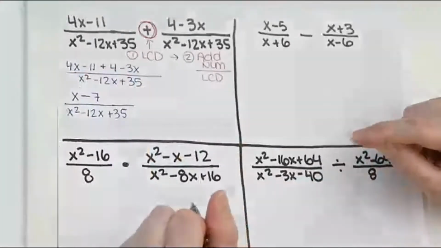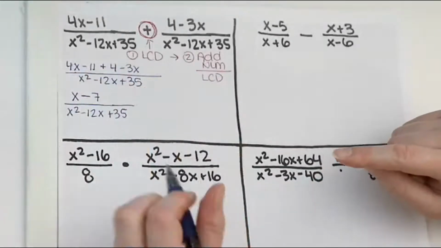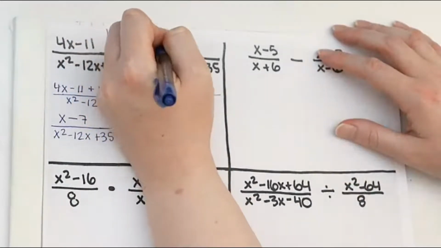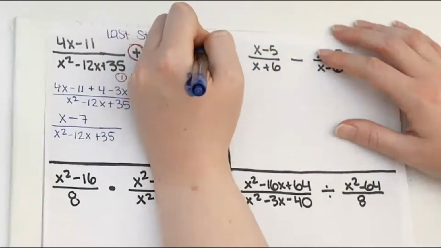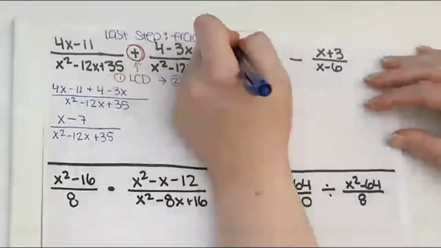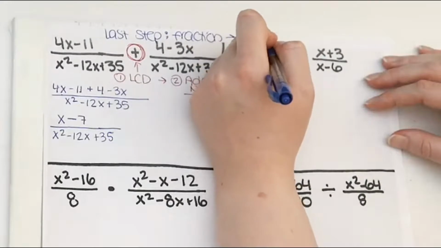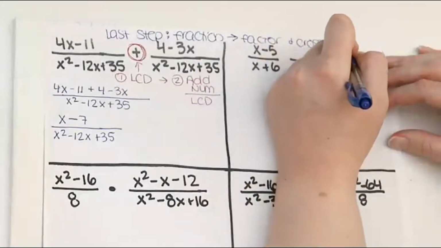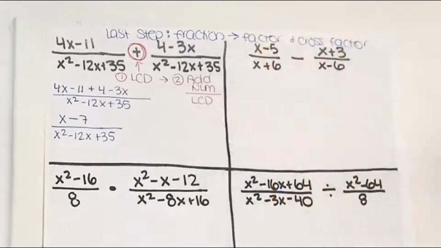Okay. Now, the key thing that you want to remember is that your last step in any fraction question, so if you have any sort of fraction question, your last step is always to factor and cross out factors. And that is, again, the process of simplification. So simplifying a fraction means that you factor and cross out the factors.